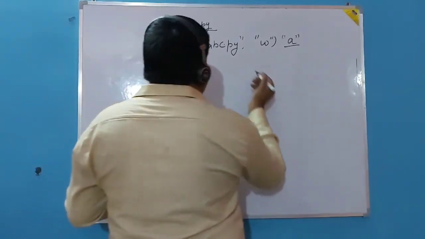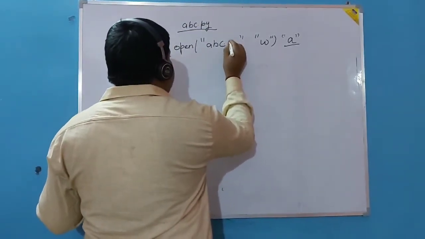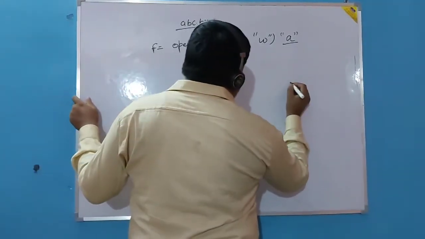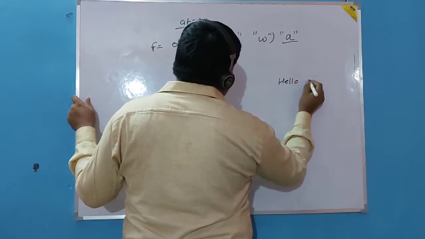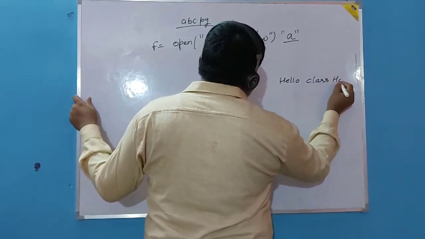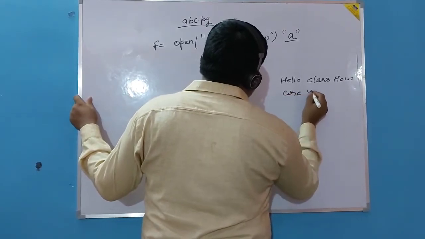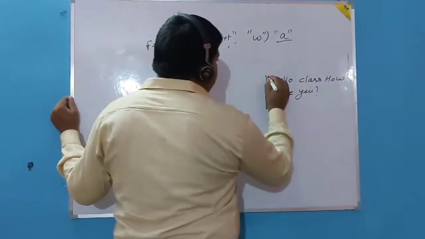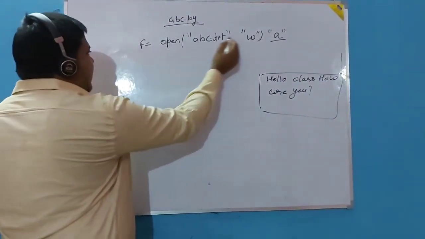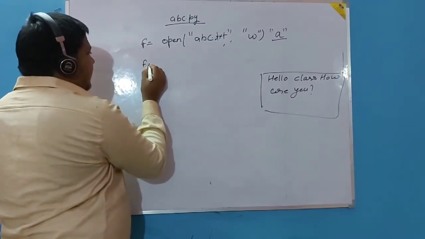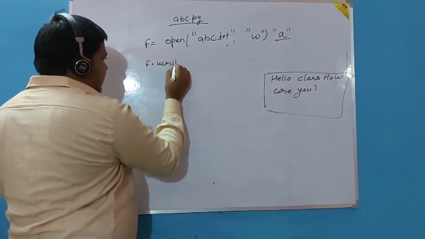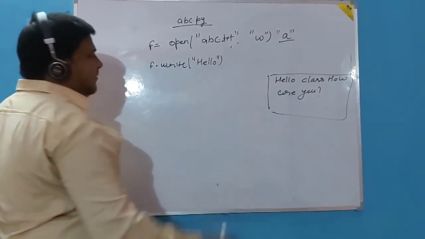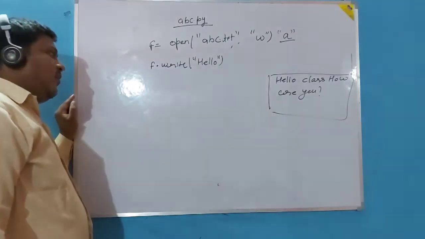So come, we will see one example of how we will write the data. Suppose I have a file whose name is abc.txt, that is more clear. You can create any file, no problem. And in that we are writing, hello class, how are you? Clear? We have to write this data. So what we have to do, I will open the file in the write mode, and then by using write, I will write f.write hello. I can write word by word also, and I can write one line also.